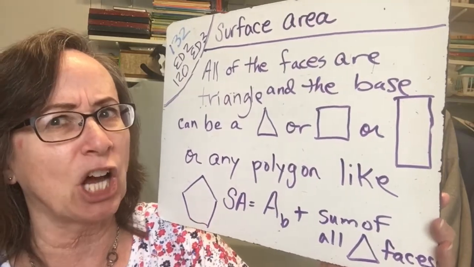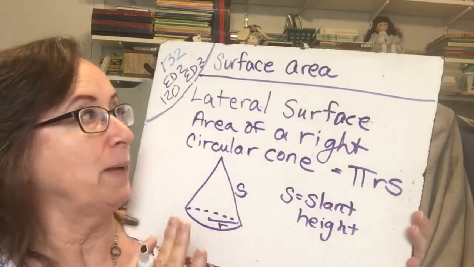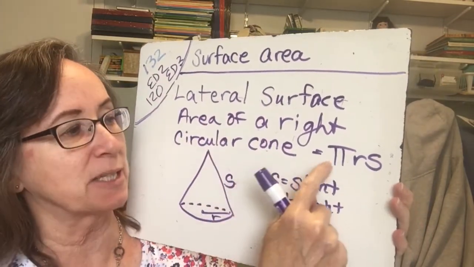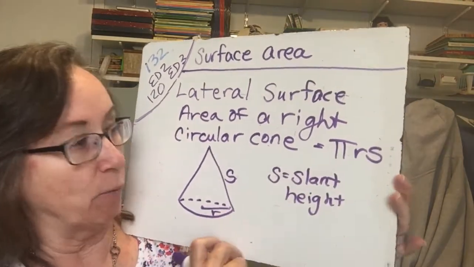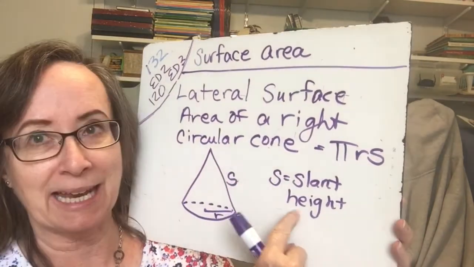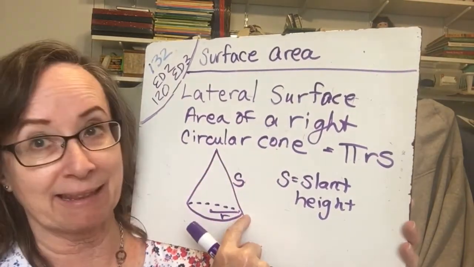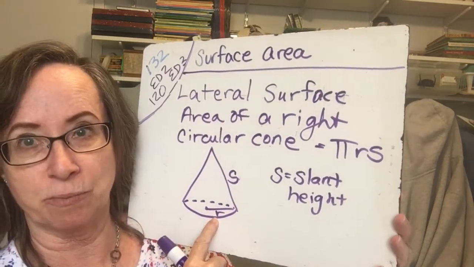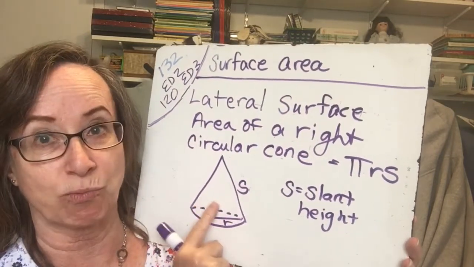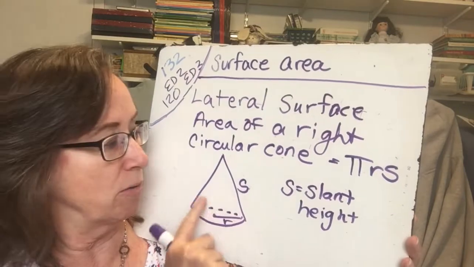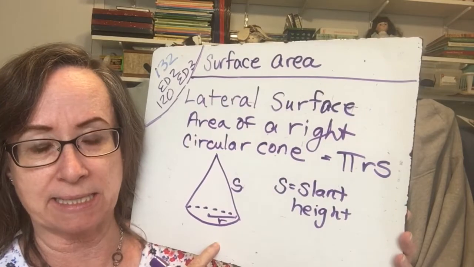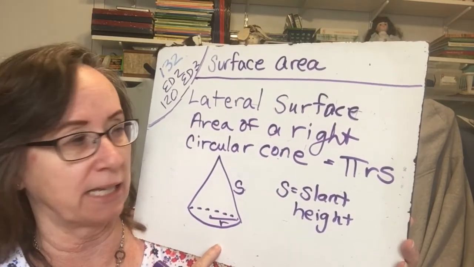So what about a cone? So here we have the cone formula. The lateral surface area of a right circular cone is pi r s, where pi is your approximated 3.14. Your s is your slant height, so it's this length here, and your r is your radius. Now that will give you your lateral surface area, which is the area around the cone, but then we would have to add the base of the cone.